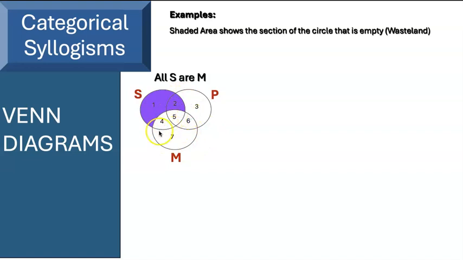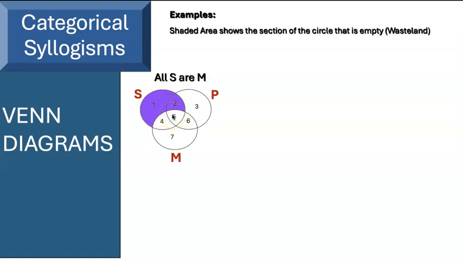Sorry, the middle circle. So, all S are M. All members of the S circle are members of the M circle. If you are in the S circle, you're also in the M circle, in the section which overlaps between S and M. So the rest of the S circle is empty. Everything in the S circle outside of this section will be empty.